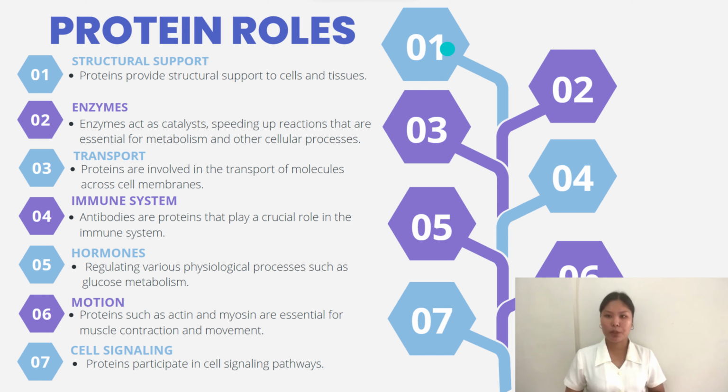Third, we have transport proteins. Proteins are involved in the transport of molecules across cell membranes. Hemoglobin, found in red blood cells, transports oxygen from the lungs to other parts of the body.